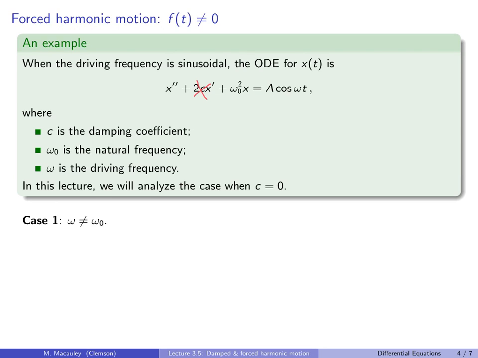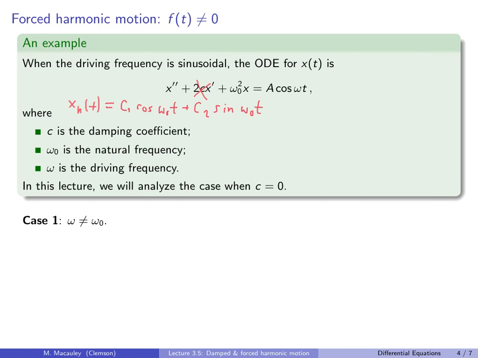Okay, so the first case is when the natural frequency and the driving frequency are different. Recall that we first need to find the homogeneous solution. That's always first. So the solution to the homogeneous equation, that's easy. We just make this 0, and now we have a very simple second order ODE, one of the first ones that we learned how to solve. This is C1 cosine of omega naught t plus C2 sine of omega naught t.